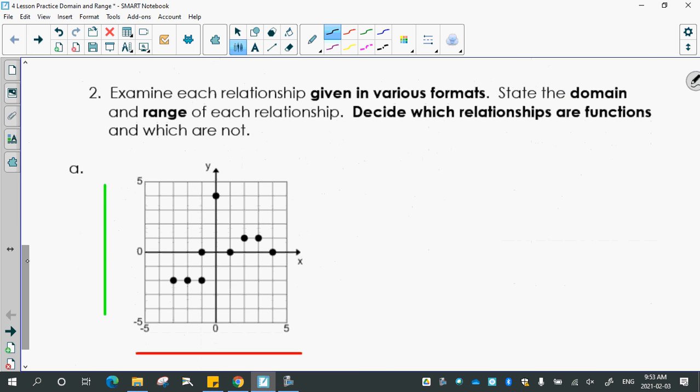Examine each relationship given in various formats. State the domain and range of each relationship. Describe which relationships are functions and which are not. Okay. So this one is still a series of points, so I can still list my domain out. Agreed? So let's do that.